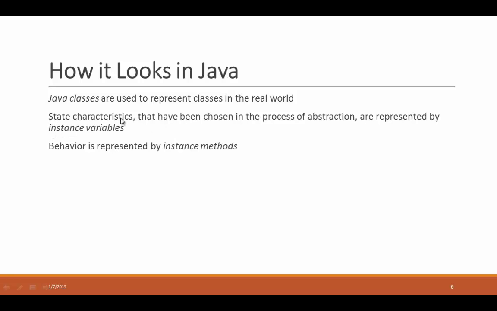State characteristics that we have picked out that are important. Again, not everything's important, but the ones we picked out, those are going to become instance variables in Java. Now I'm going to call them instance fields sometimes because I get so many different terminologies out there, but I believe Liang calls them instance variables, and that's what I'm going to try to call them. But instance variables are used to represent state characteristics like your GPA, the courses you've taken, and so on.